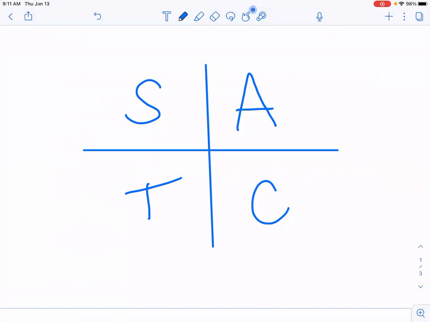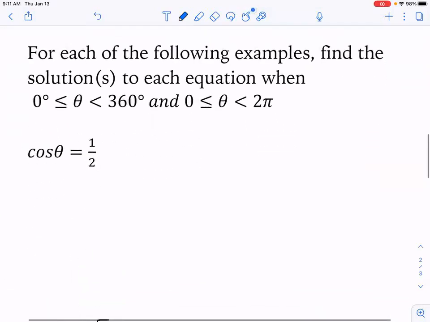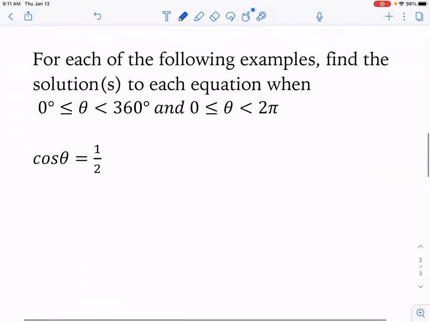So what I'm going to present you with today are problems like this. For each of the following, find the solutions to the equations where theta is between 0 and 360 degrees and 0 and 2 pi radians. So I want the answers given both in degrees and radians. So go ahead and write down the cosine of theta equals 1/2.